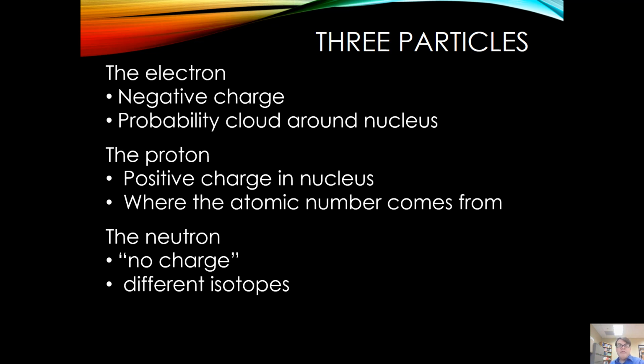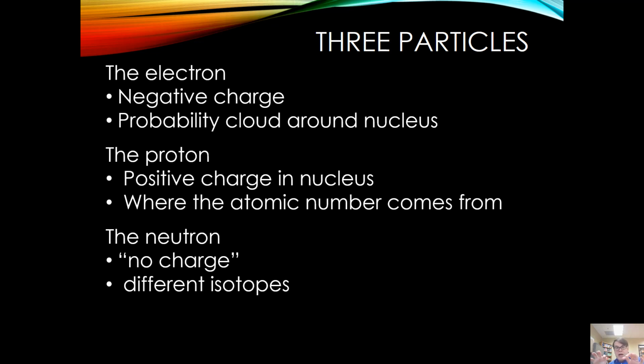However, there are different variations of carbon in terms of the number of neutrons. So there's what we call carbon-12, that's the most stable version. Carbon-12 has 6 protons and 6 neutrons. But there's also something called carbon-14, which is a little bit radioactive. And so carbon-14 has 6 protons because it's carbon, but it has 8 neutrons.